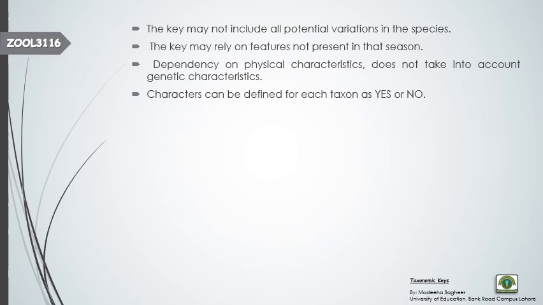Again, we cannot depend only on physical characteristics to identify a specimen, because many things are due to genetic characteristics which are not visible in the keys. So this is one of the major disadvantages of using taxonomic keys. Again, characters can be defined for each taxon as just yes or no. And if we talk about the dichotomous key, we don't have any other option to use.